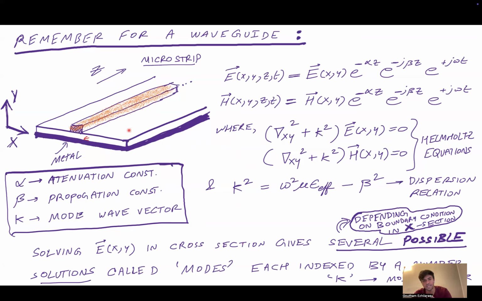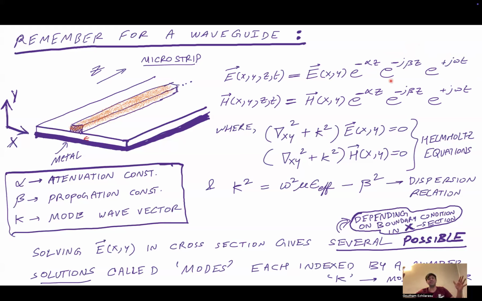So you know already by solving Maxwell's equations in such a structure, you get the electric and magnetic field equal to some electric and magnetic field distribution along the cross section of the waveguide times certain exponential factors. The first exponential factor tells you how the signal is attenuating along the length as it propagates. The second factor tells you how the phase of the signal is changing as it propagates along the z direction. And the third exponential factor is the time harmonic dependence, that is, the harmonic dependence on time.